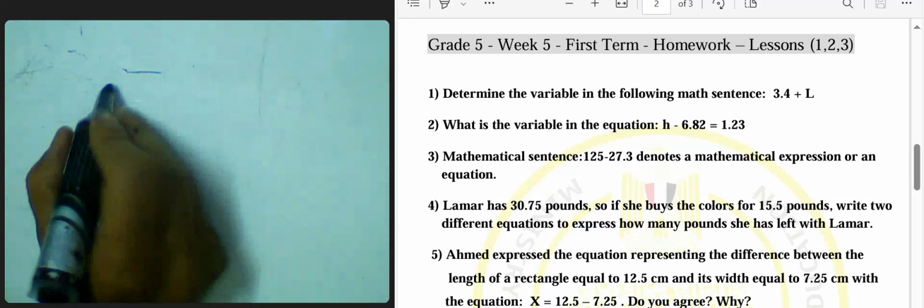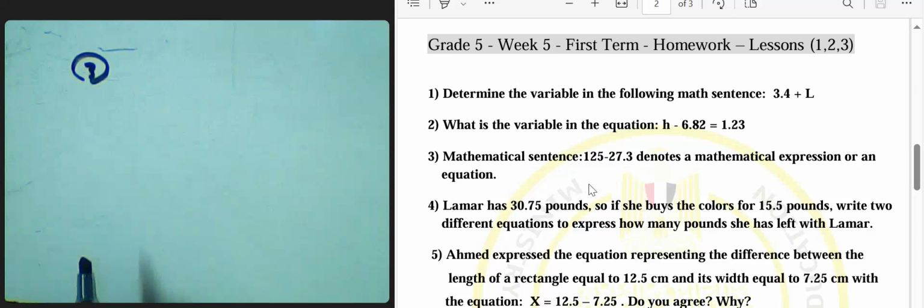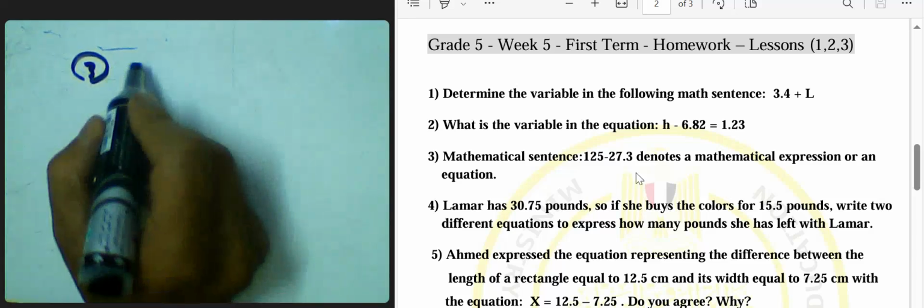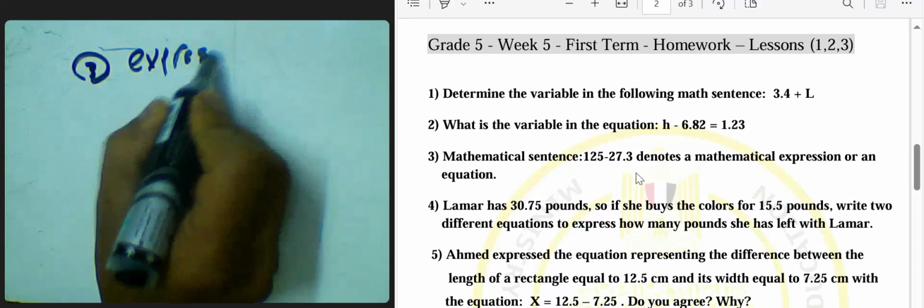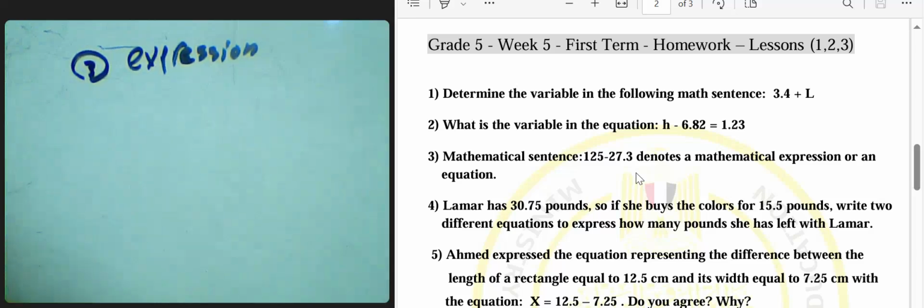Question number 3. The mathematical sentence 12.5 subtract by 27.3 is a mathematical expression or an equation? Is this an equation or an expression? Of course this is an expression because there is no equal to sign. What does it express? I tell him an expression. Okay, we called it what? Expression.